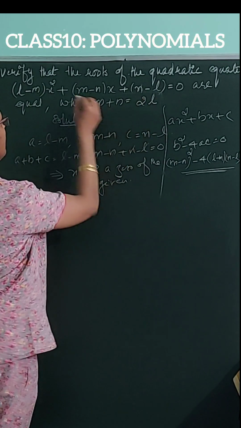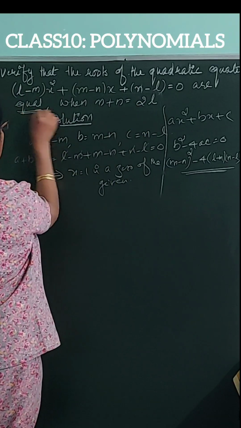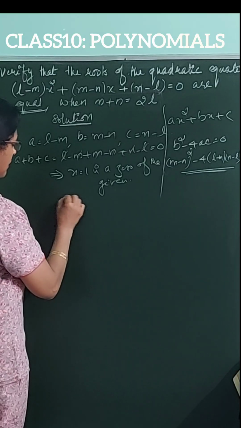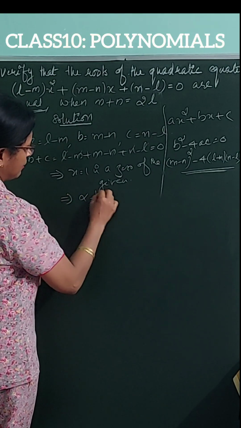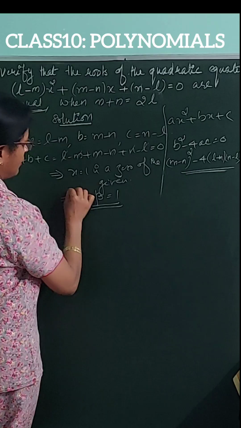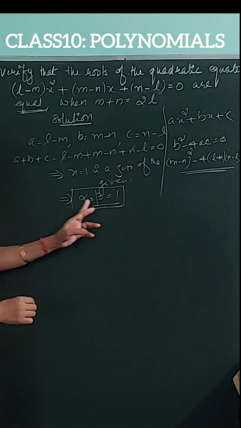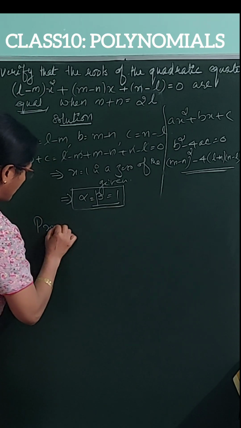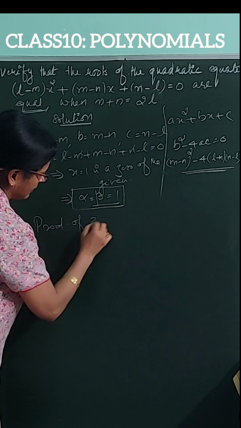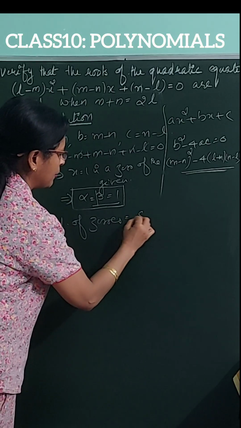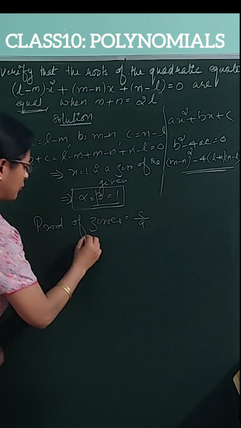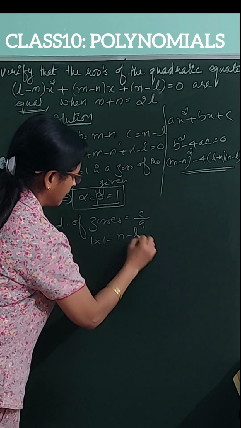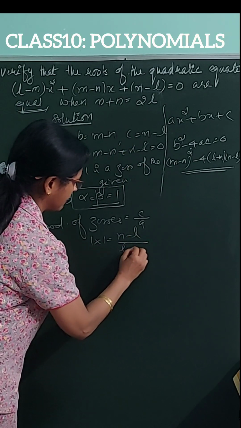Now come to the condition, the roots of this equation are equal. That means if one 0 is 1, the other root will also be 1. That means alpha and beta both are 1 in this case. If alpha and beta are 1, now come to the product of zeros. We know that product of zeros will be c upon a. That is alpha into beta. 1 into 1 will be c, here it is n minus L, divided by a, which is L minus m.